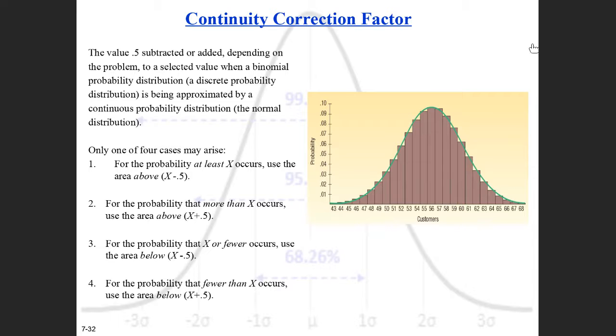I just want to show you again with the continuity correction factor.